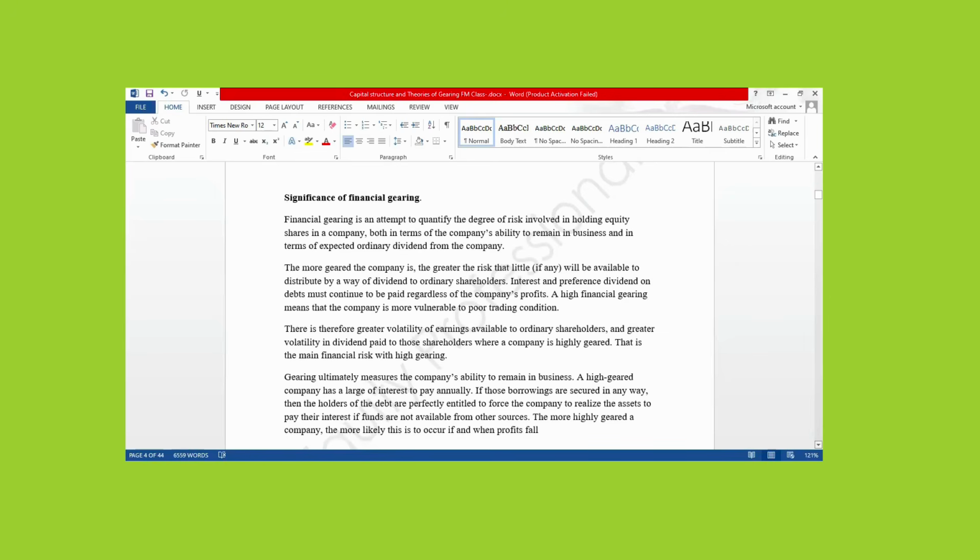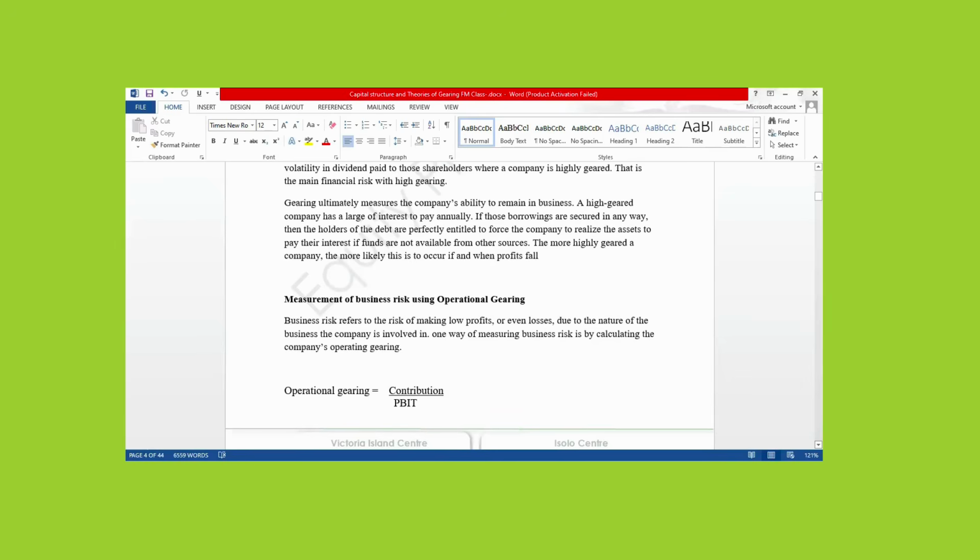All right. We have explained financial gearing. We have explained the calculation. We also explained the significance. Next is operating gearing. You can also call it operational gearing. Operating gearing is used to measure the level of business risk. Remember, financial gearing is used to measure the level of financial risk, while operating gearing is used to measure the level of business risk.